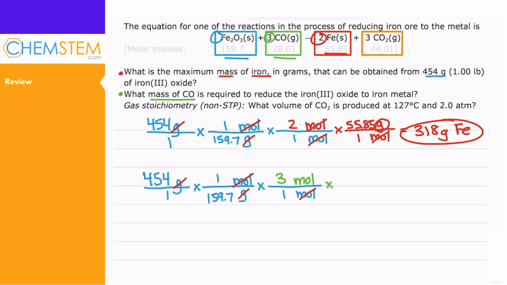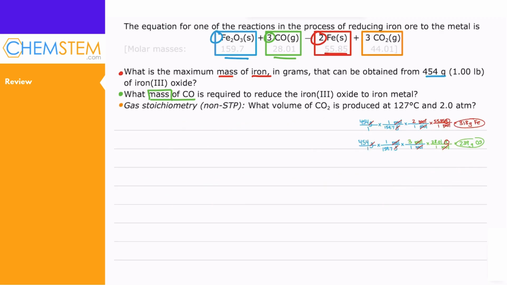And then we're going to put moles in the denominator because it does ultimately ask for mass of carbon monoxide. So moles of carbon monoxide to grams of carbon monoxide, we have the molar mass given to us as 28.01. You could calculate that on your own if you wanted to. Moles are gone, grams are not, and as a result, we get about 239 grams of carbon monoxide. That's how much is needed.